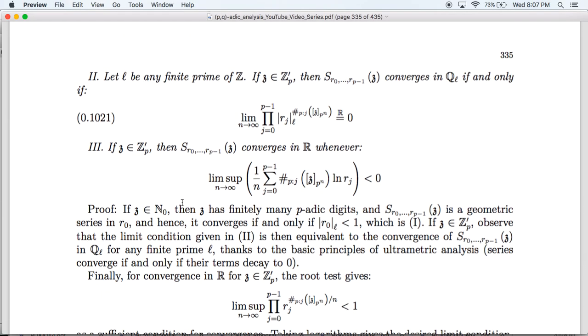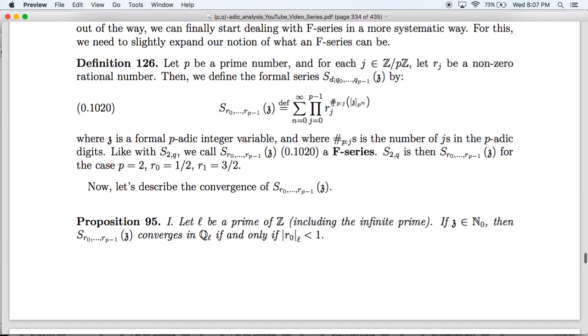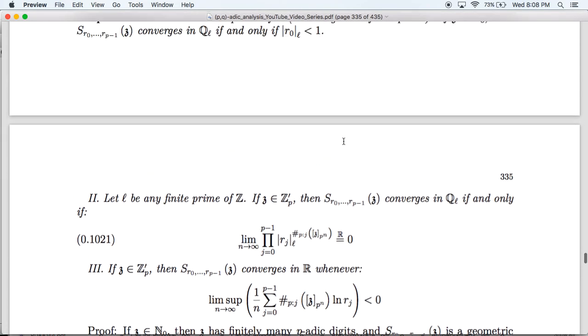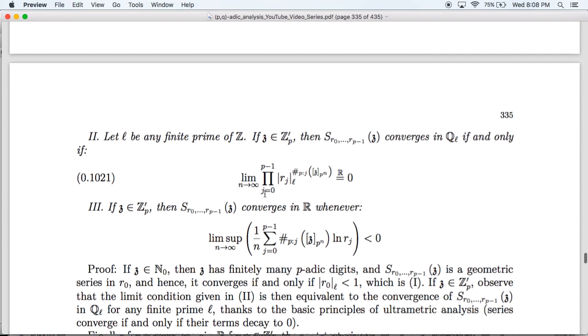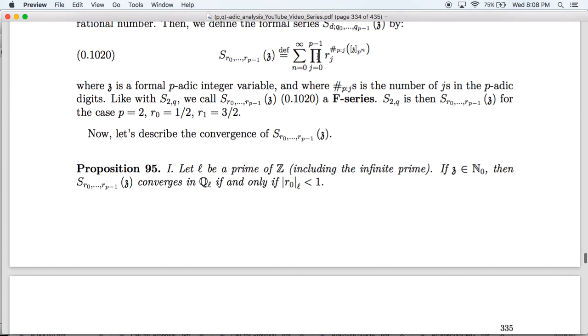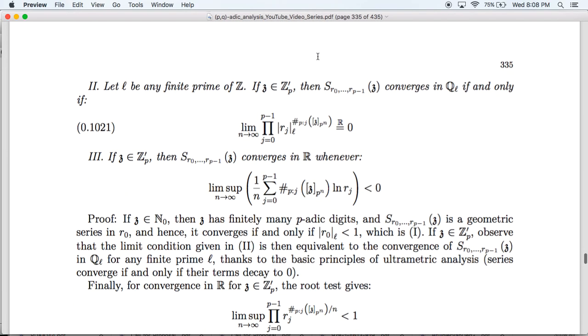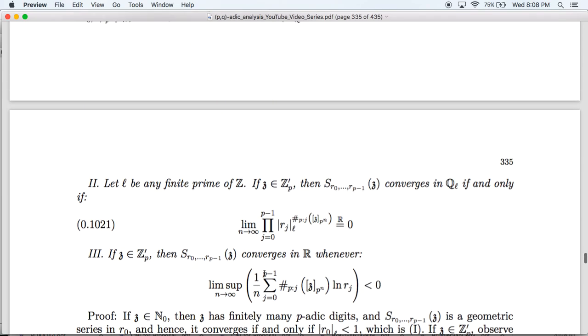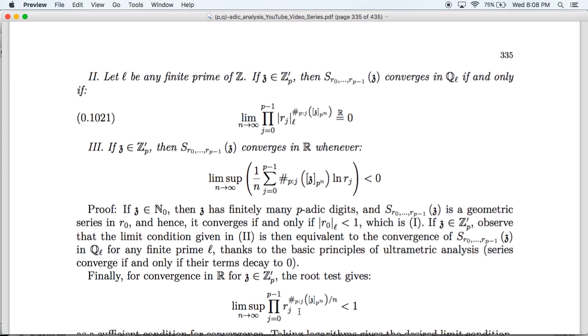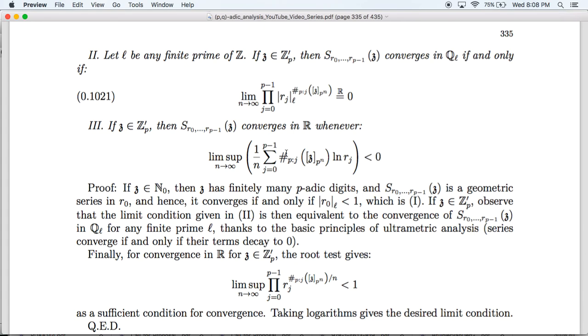The proof here is that if z is in N_0, then z has finitely many p-adic digits, and so in particular, this is going to end up becoming a geometric series in r_0, which will then converge l-adically if and only if r_0's l-adic absolute value is less than 1. On the other hand, if z is in Z_p prime, and l is a finite prime, then this is exactly what it means for this series to converge in the non-Archimedean l-adic topology. Finally, we get the real convergence criterion by applying the root test, which says that since this is the nth term, if this is less than 1, it converges, and then to get this condition, we just take logarithms.